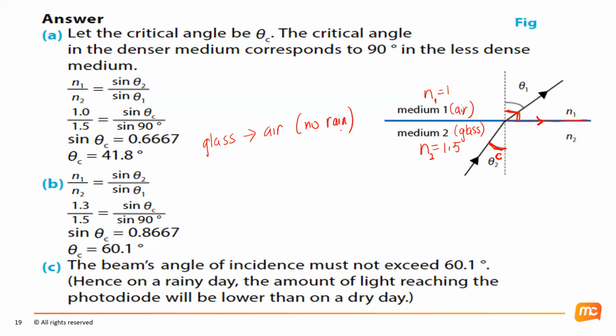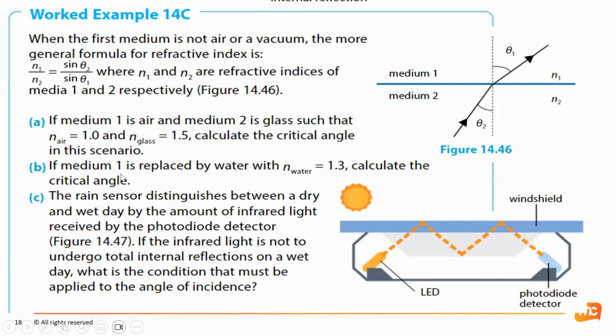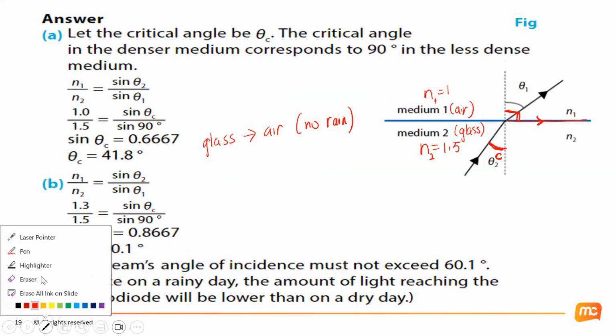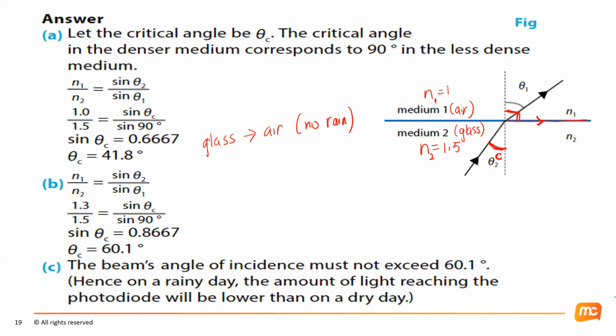But part B says that if medium 1 is replaced by water, so now I'm going to change. I'm going to follow exactly the same steps, but I change to water. So I'm going to use another color. Medium 2 is still glass, but now medium 1 is no longer air. It becomes water.